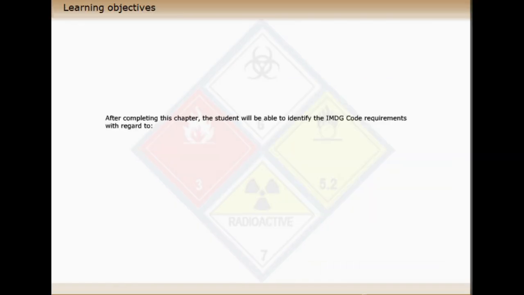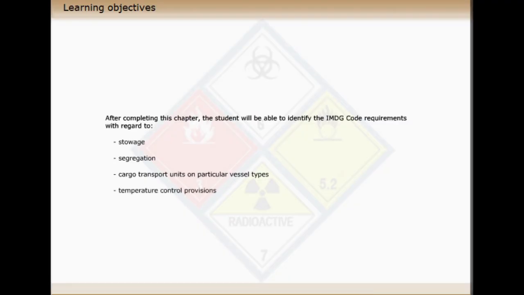The student will be able to identify the IMDG Code requirements with regard to stowage, segregation, cargo transport units on particular vessel types, and temperature control provisions.